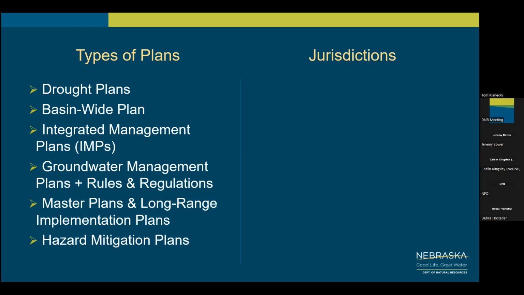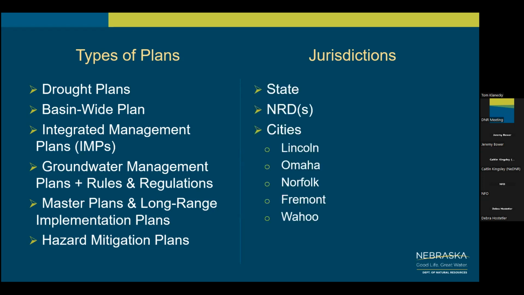So we had to consider more than just the NRD because we're looking at the basin scale. So we looked at the state level. The state has a drought plan. Each of the NRDs have, not all, but most of the plans listed on the left. And then we looked at the cities of Lincoln, Omaha, Norfolk, Fremont, and Wahoo, some of the relevant cities within the basin.